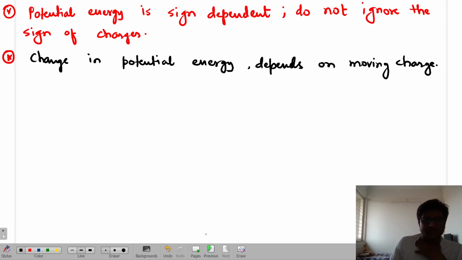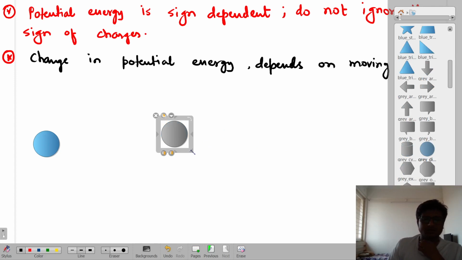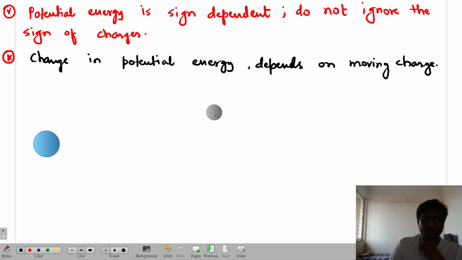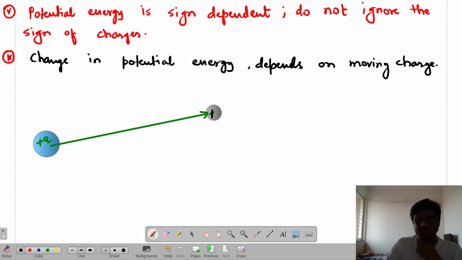So see what this means: let's suppose I have a charge which is kept over here and I am bringing another charge from somewhere over here. So the first thing is that if both are positive charges, plus Q and plus Q, this charge is also experiencing some kind of force, isn't it? It is experiencing some kind of force. Are you able to get me or not? With the force, it is also experiencing some kind of electric field.